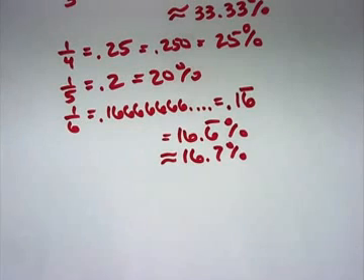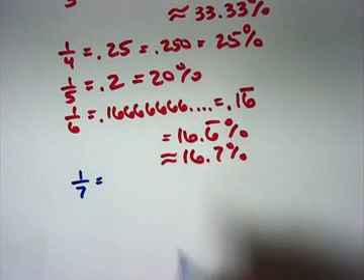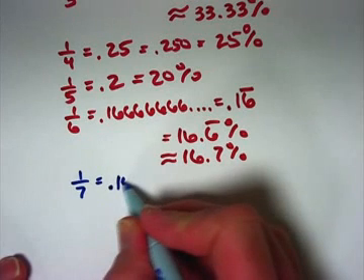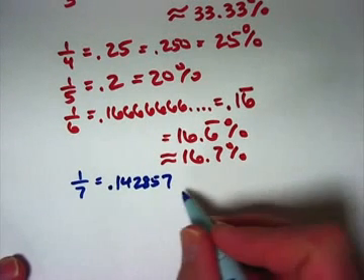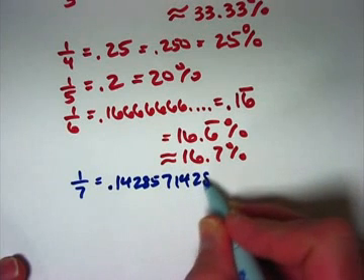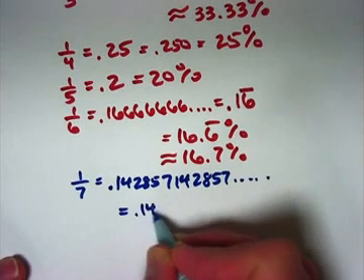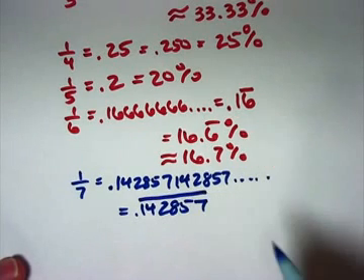We did 1/7 in the last video. Hopefully you remember it was about 14.3%. Try it on your own, check it with your calculator. As a repeating decimal, it was 0.142857, and that part repeated forever and ever. 0.142857, bar over the whole thing.